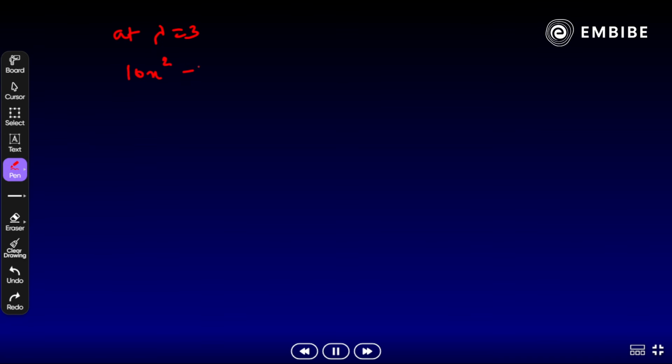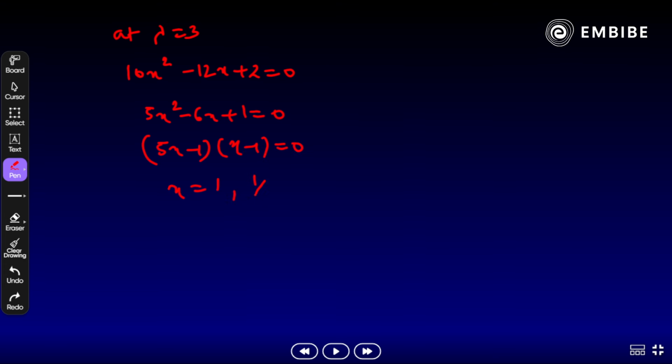10x square minus 12x plus 2 is equal to 0. Or divide by 2, we have 5x square minus 6x plus 1 equal to 0. 5 ones are 5, 5 ones are 5, exactly. So we have (5x minus 1)(x minus 1) is equal to 0. Or it can be written as 5x equal to 1, x equal to 1 by 5.